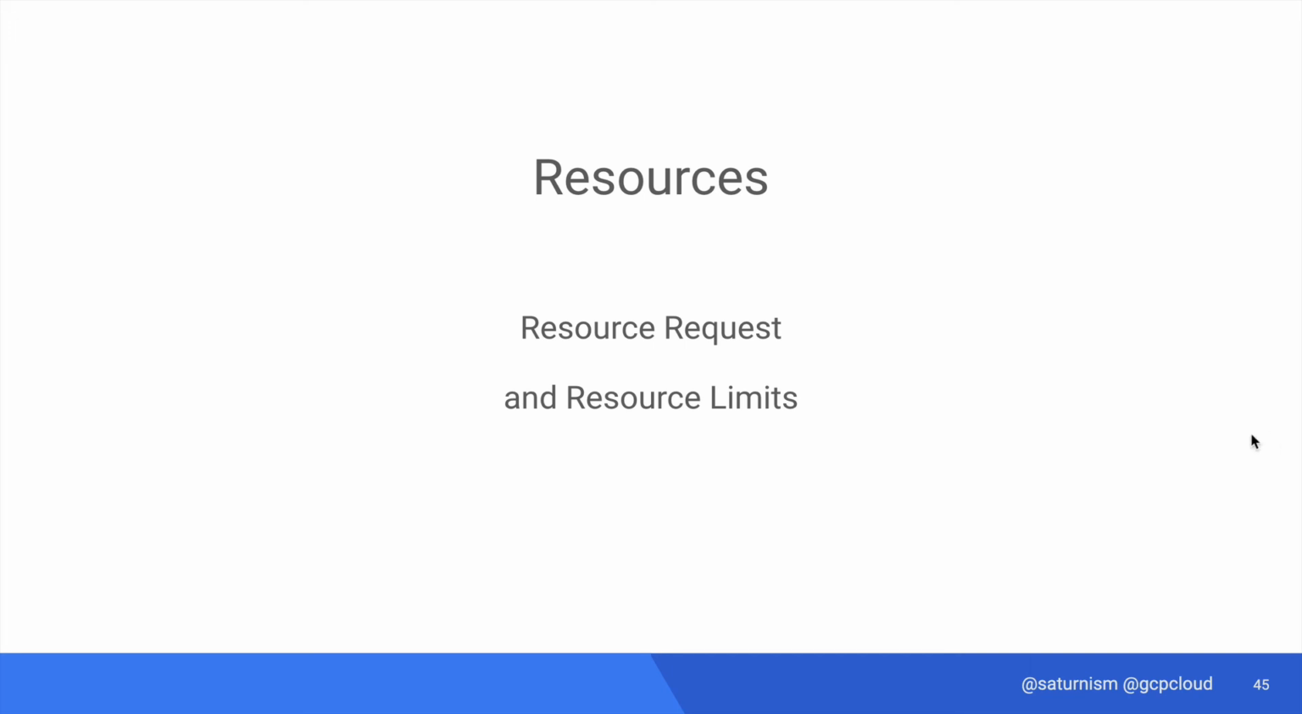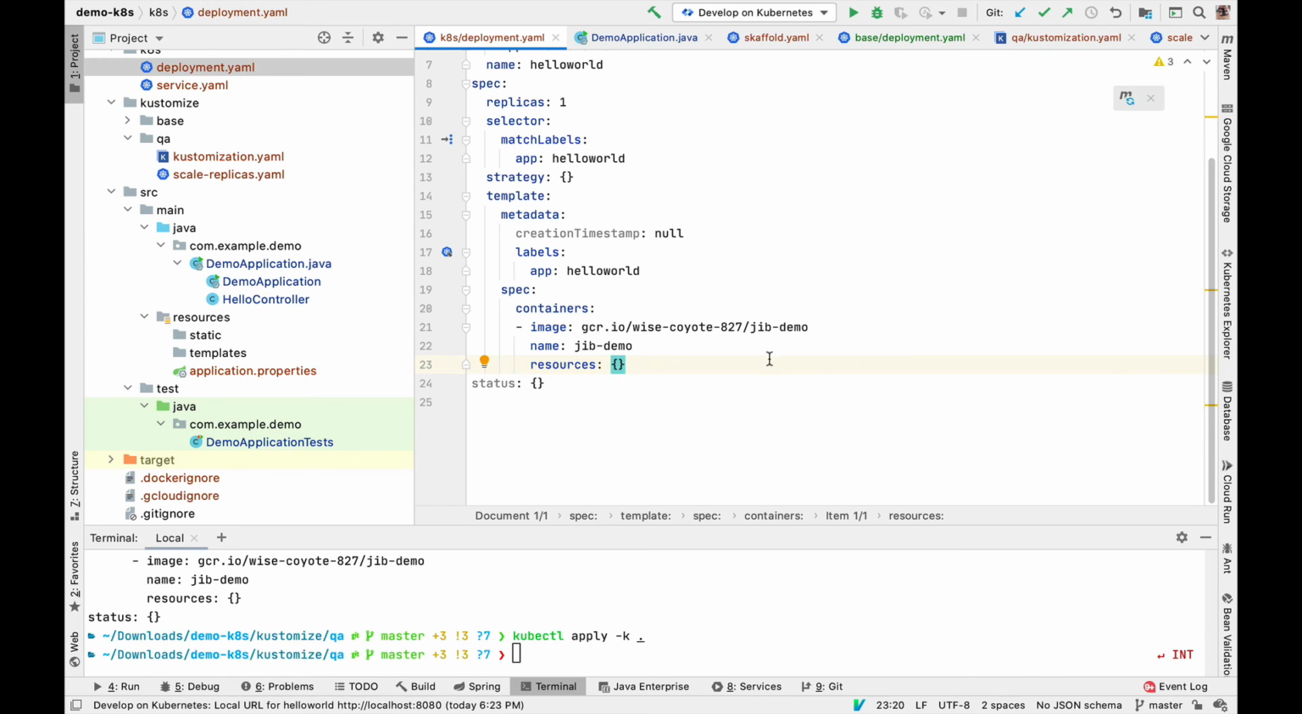So this is called the resource request and resource limit. The request is basically the bare minimum resource that your application actually needs. So let's add a request here. What is the minimum CPU that we need? We can say the minimum CPU is 2000 millicores. What millicores means is that this is 1/1000th of a core, so 2000 1/1000ths means 2 cores at the minimum.